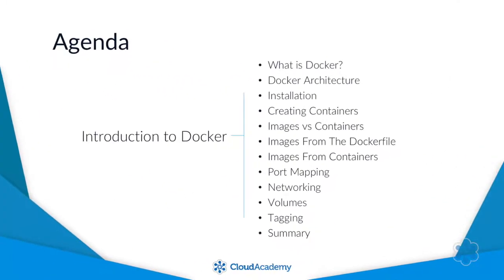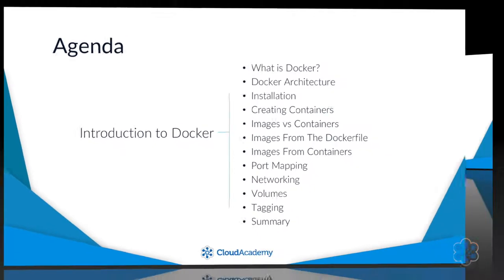To meet these learning objectives, here are the lessons. First, we'll cover what Docker is, followed by an overview of the Docker architecture. Then we'll walk through installing Docker on a CentOS VM. After that, we'll create a container. Then we're going to walk through the differences between images and containers. And then we're going to create images based on Dockerfiles. Then we'll create images based on changes made to an existing container. After that, we'll cover port mapping. Then we're going to talk about networking options. And then we'll cover volumes, followed by tagging. And finally, we'll wrap up with a summary of what we've covered.